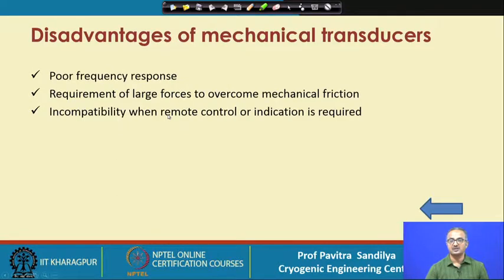And coming to disadvantages of these mechanical transducers, they have poor frequency response. That means they have some kind of inertia when the pressure fluctuates too much, so they cannot sense the pressure properly if there is a lot of fluctuation. They require quite large forces to overcome some mechanical friction in the instrument, and they are incompatible when remote control or indication is required.